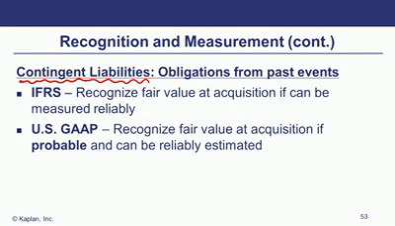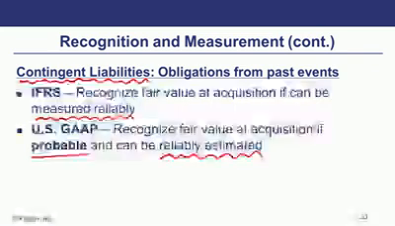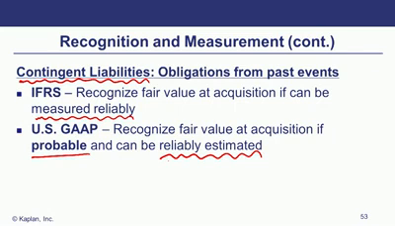Now notice IFRS says include it in the balance sheet net assets of the subsidiary at the date of acquisition if we can measure it reliably. US GAAP says, again, include it in the balance sheet net assets of the subsidiary at acquisition if it is probable, in other words, we're probably going to lose the lawsuit and we can reliably estimate it. And really this reliable estimation is meaning we can put a dollar value, a monetary value on this contingent liability.